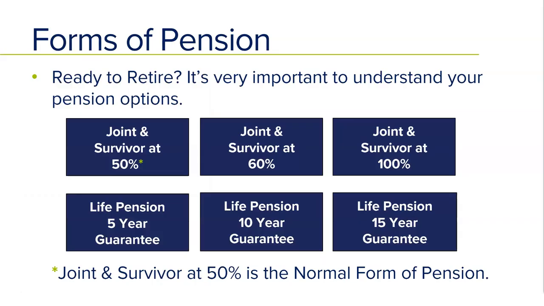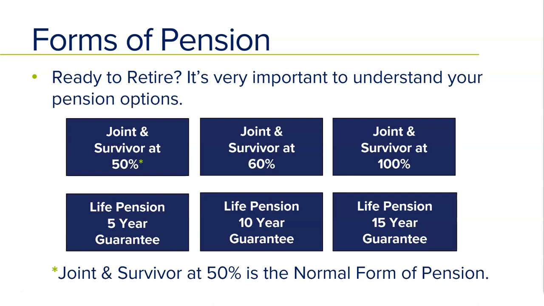So at this point, you would have signed a termination notice, and both you and your employer would have signed it and sent it to VESCOR, where we calculate your pension plan options. So for your pension plan, there are different options. There's six different options. There's the joint and survivor at 50% option, which is your normal form.